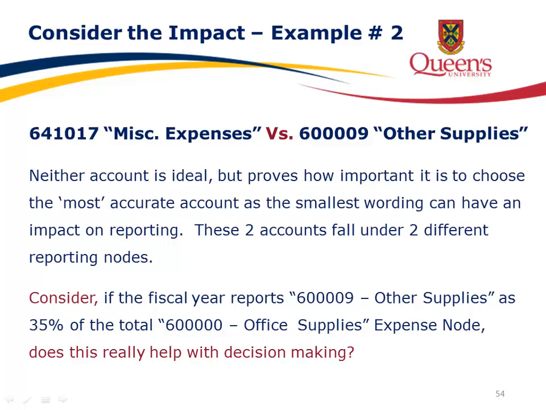Consider the impact in our example number 2. Account 641017, miscellaneous expenses, versus account 600009, other supplies. Neither account is ideal, but proves how important it is to choose the most accurate account, as the smallest wording can have an impact on reporting. These two accounts fall under two different reporting nodes. Consider, if the fiscal year reports 600009, other supplies, as 35% of the total office supplies budget node 600000, does this really help with decision making?